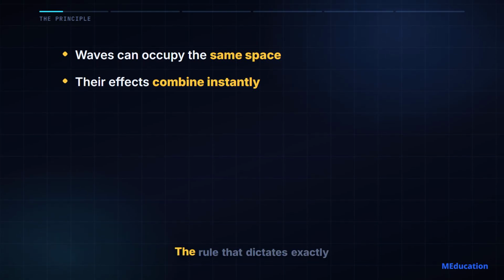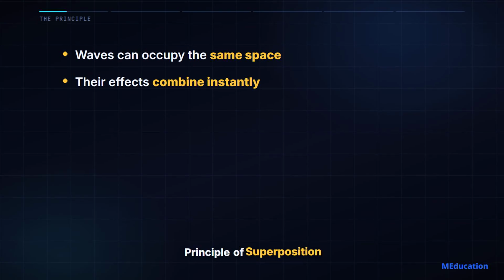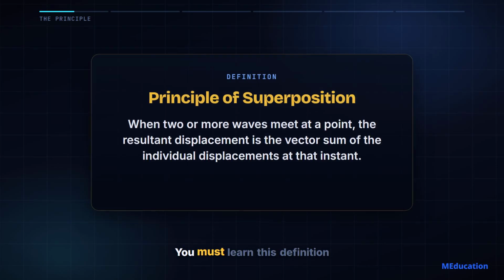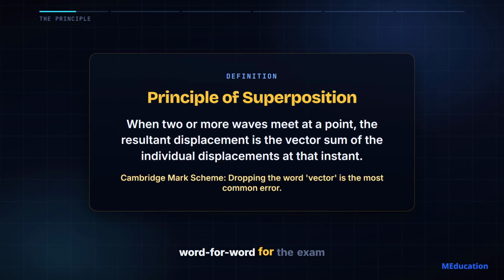The rule that dictates exactly how they combine is the principle of superposition. This is the mechanical engine that drives everything you will learn about interference, diffraction, and stationary waves. You must learn this definition word for the exam. The principle of superposition states that when two or more waves meet at a point, the resultant displacement is the vector sum of the individual displacements at that instant.